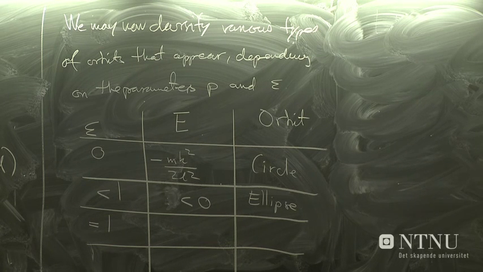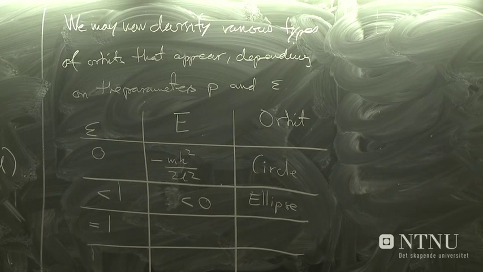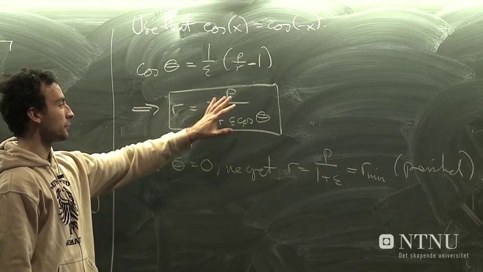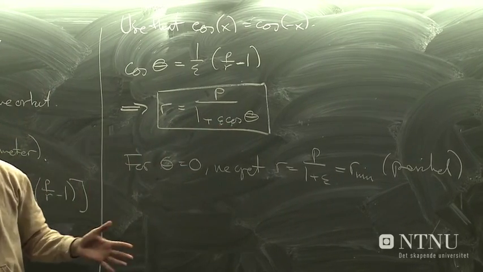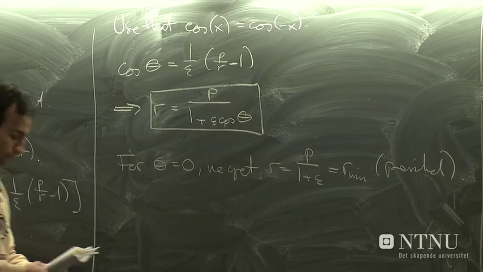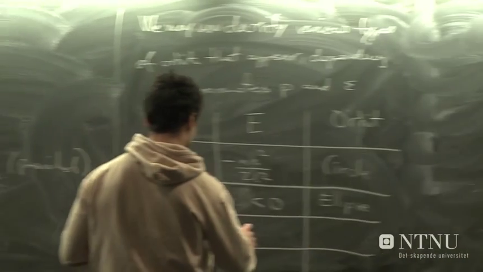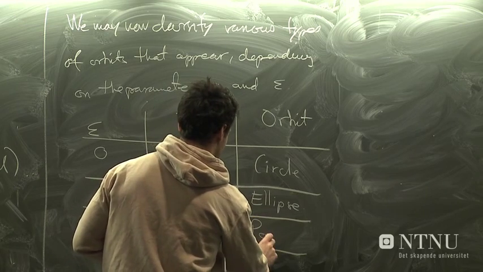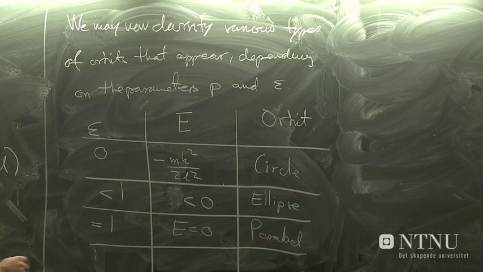What happens if epsilon equals 1? Well, let's have a look. Then we have 1 plus cosine theta, which has a maximum value of 2 and a minimum value of 0. So if this term, when theta equals pi, becomes 0, we have r equals p over 0, which means r diverges. So we should have some sort of diverging trajectory. It's no longer bound. This corresponds to the case of 0 energy. And if you plot this, you get a parabola.